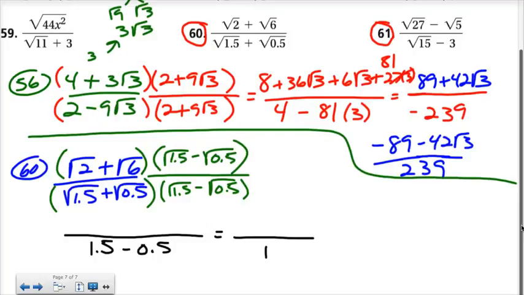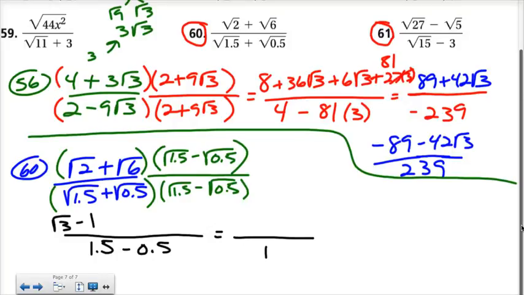Which means whatever we get for our numerator here is truly our answer. So up in the top, it's first times first, the square root of 2 times the square root of 1.5, and 2 times 1.5 is 3, so the square root of 3. Then we do outside times outside, the square root of 2 times the negative square root of 1/2. Well, that's going to be negative 1.